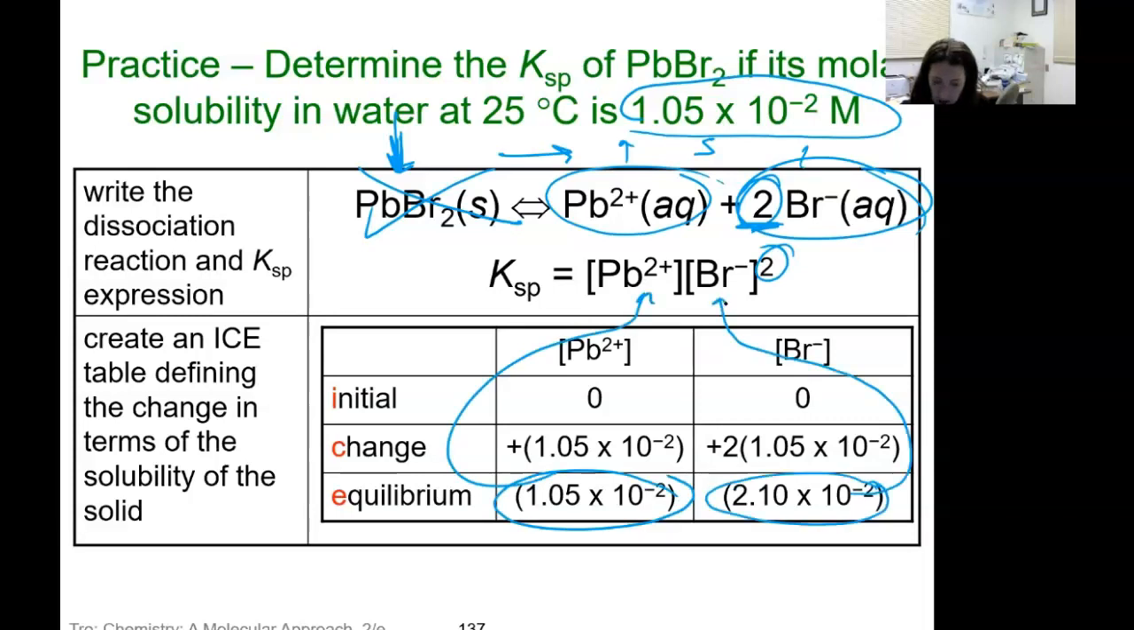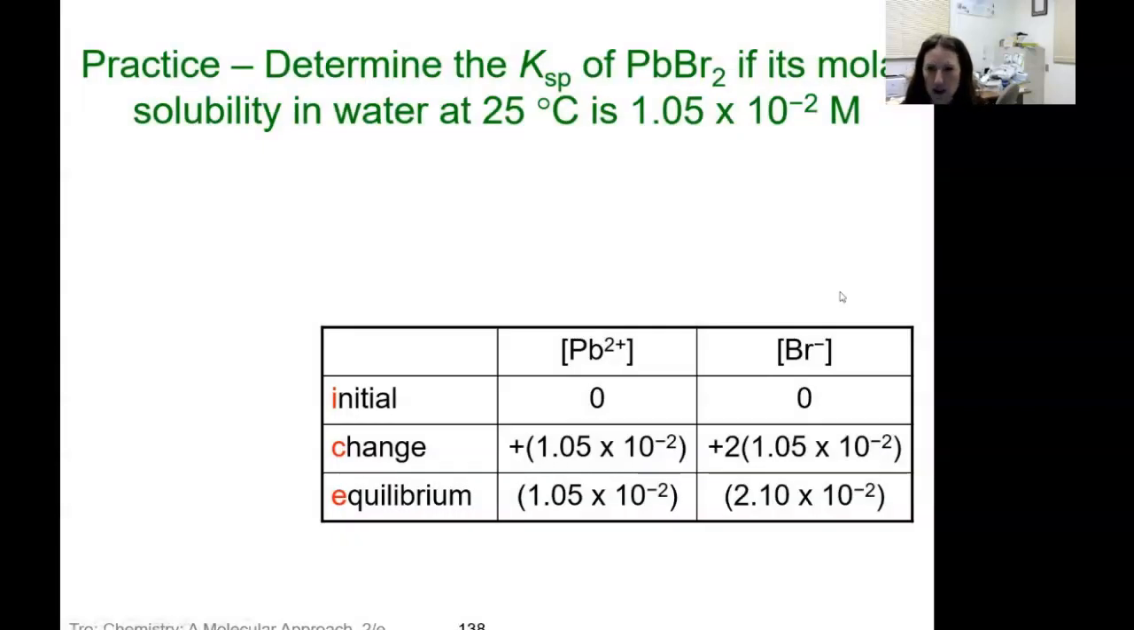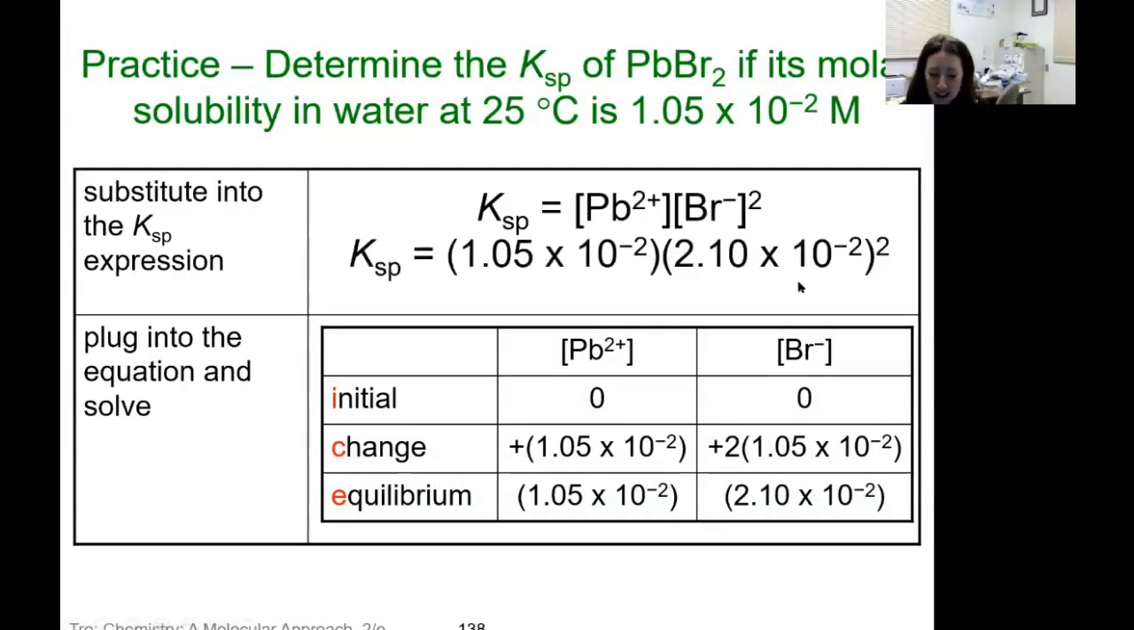Or we have these. Again, what we need to remember to do is square this one, right? This 2.1 times 10 to the negative 2 needs to be squared. Molar solubilities aren't very difficult. It's just these little pieces, like forgetting to square it, right? That's what gets us sometimes. Or forgetting to multiply it by 2.